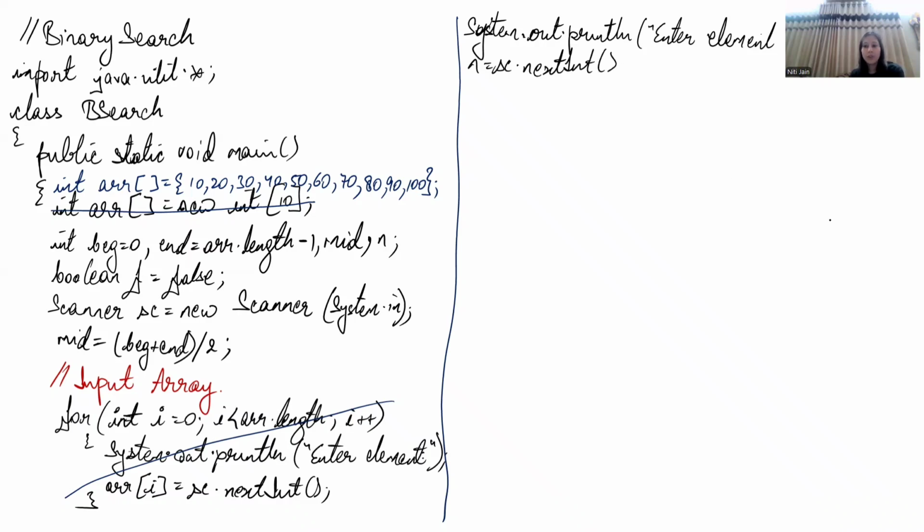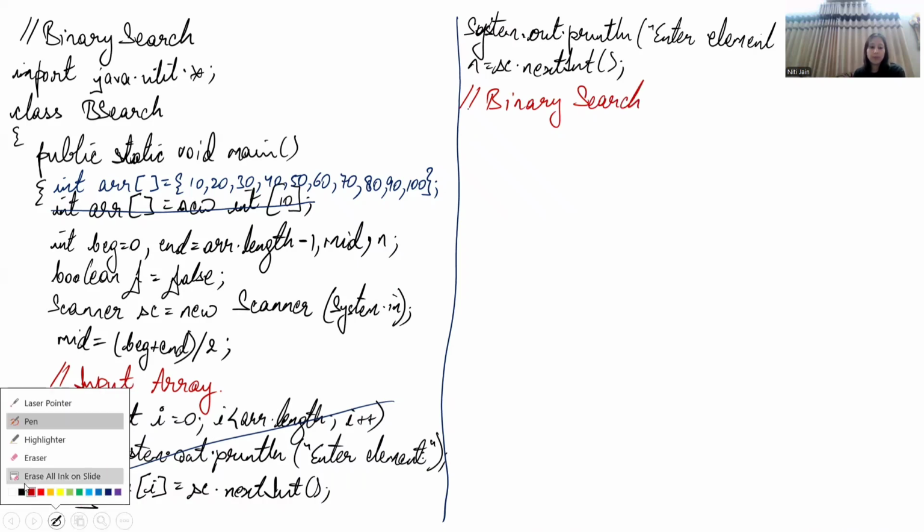Now, what is the next step that I need to do? I need to search it. So here starts my binary search. Let's include one more comment. I am writing "binary search" so that the examiner gets to know what you are doing in the following code.